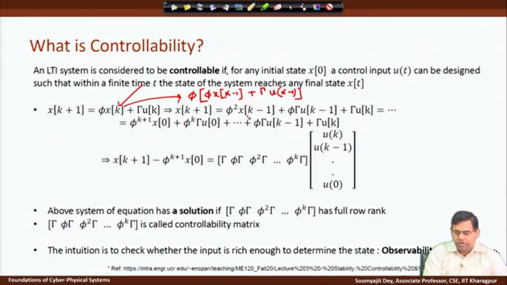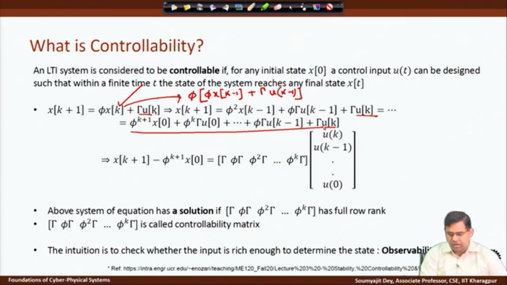So that would give you phi square x k minus 1 plus phi gamma u k minus 1 plus gamma u k, which is the last term here, right. And in this way, if you keep on unrolling and go all the way up to x naught and u naught, then you get this sequence, right. So, you have phi to the power k plus 1 x naught plus phi to the power k gamma u 0. In that way, you can finally have this thing as gamma u k, then phi gamma u k minus 1 and so on and so forth, right.